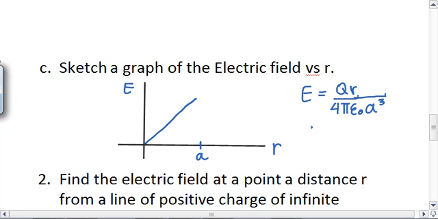Now outside, we determined that it behaved just like a point charge at the center, which gave us Q over 4 pi epsilon naught times R squared. So what's going to happen to our electric field after we pass this point A? It's going to fall off like that. What do you think? Graphing them is important.